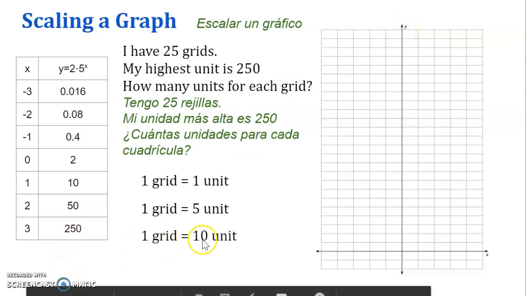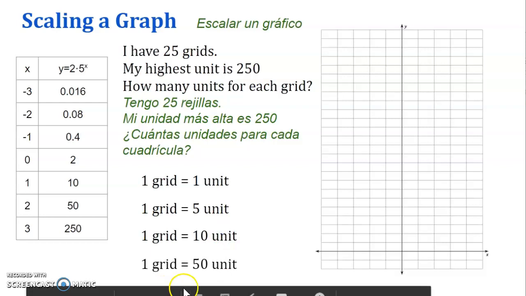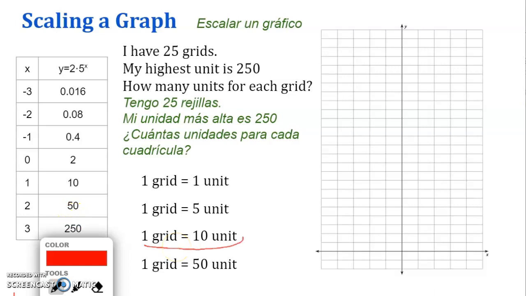What if I did 10 units? That would be 10, 20, 30, 40, 50, 60, 70, 80. That will give me all the way to 250. What if I made it 50 units? Then it will be 50, 100, 150, 200, 250, 300. I think that's going to be way too big. So the best one to choose is 1 grid for 10 units, so that we can graph this. I am going to choose 1 grid vertically equal to 10 units.